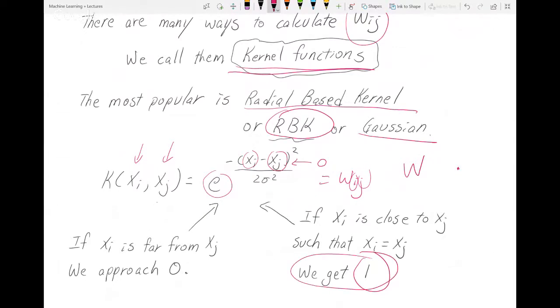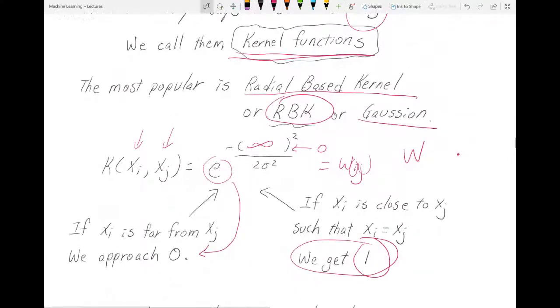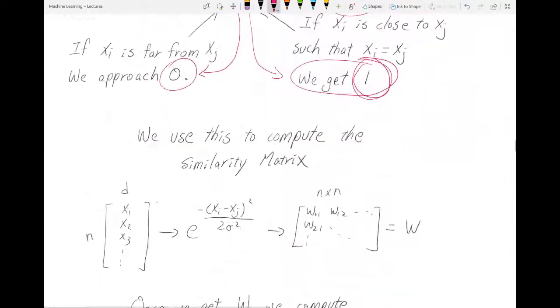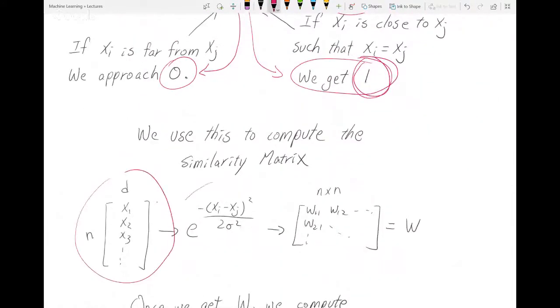Now imagine if they're very far apart from each other. So the difference between them is like infinity. And when it's infinity, we're going to get a 0. So you can see when things are far away from each other, we get a 0. And when they're close by, we get a 1. So this is a good way of measuring similarity and a good way to calculate this Wij. So we start with the data. For every combination of i and j, we calculate Wij. It's pretty simple, just pure mechanics.